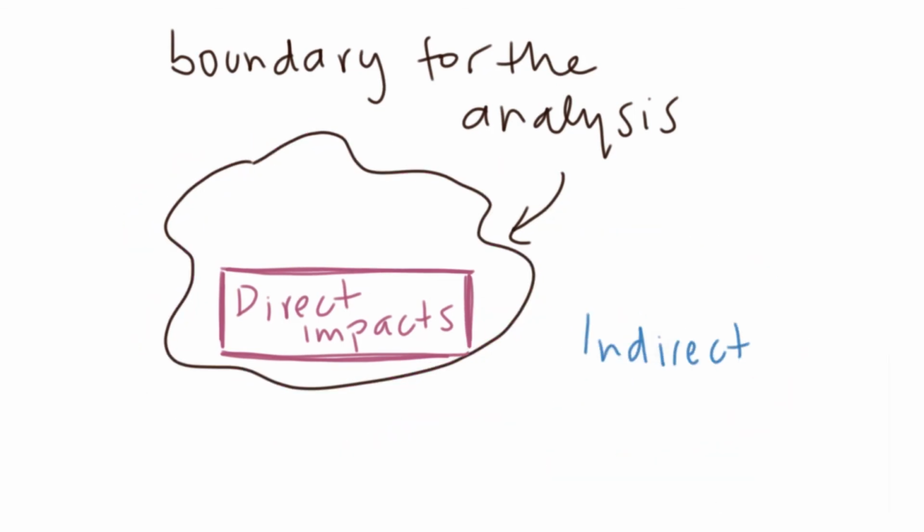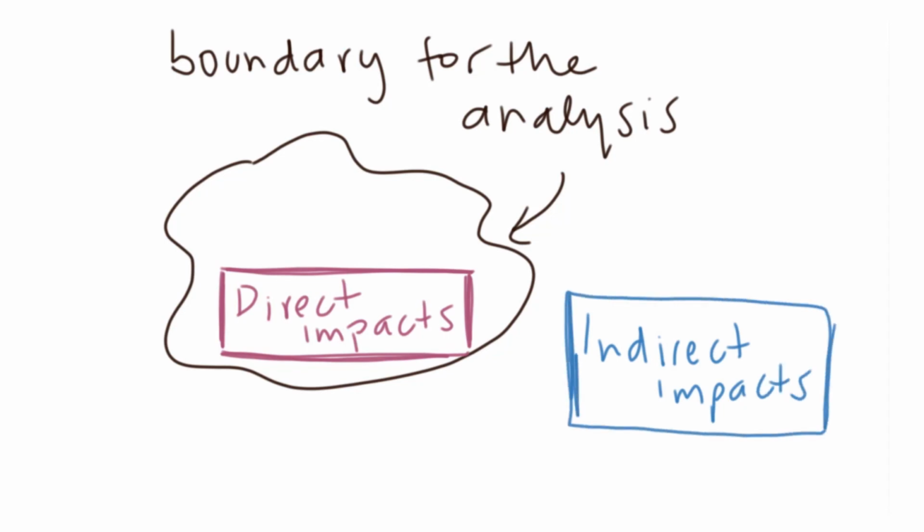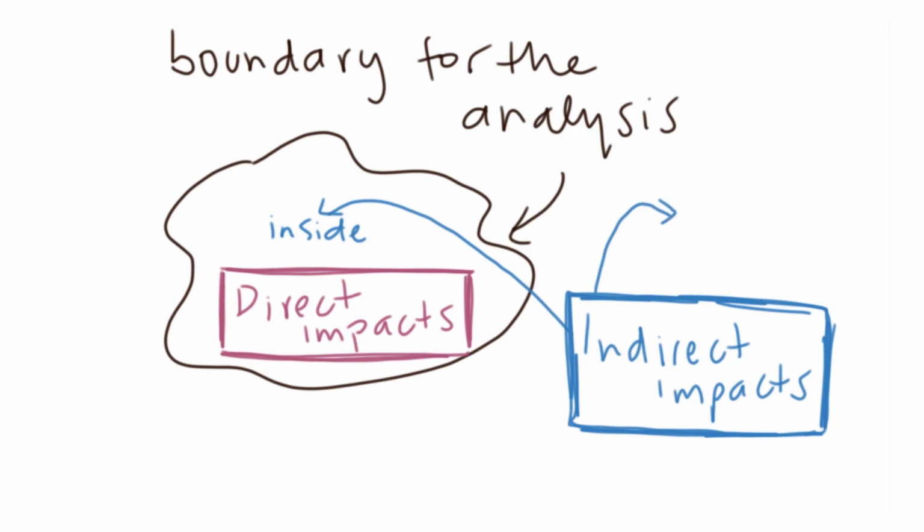With indirect impacts, it's a bit different. By their nature, indirect impacts are harder to measure than direct impacts. More often than not, the availability of data or the capability to model indirect impacts is what will determine which impacts we include.